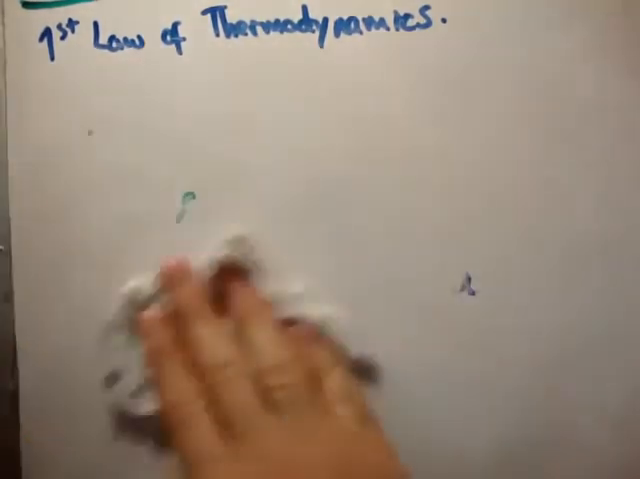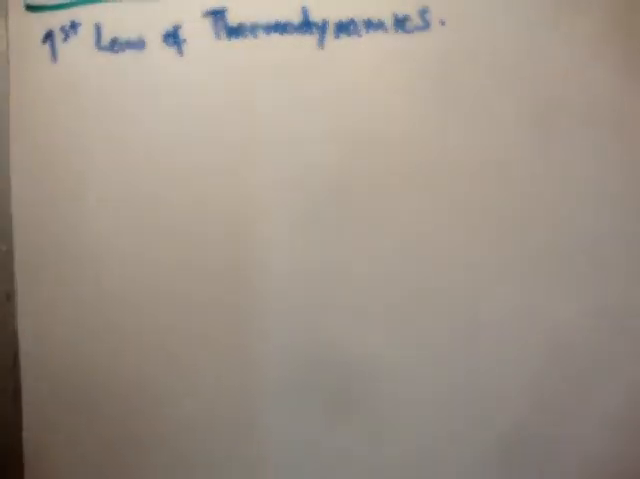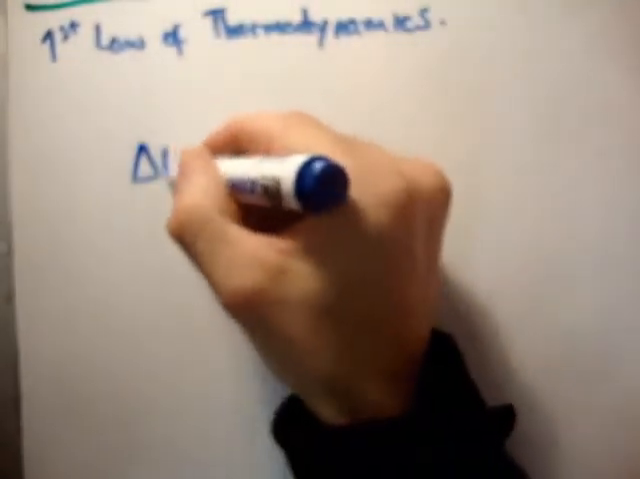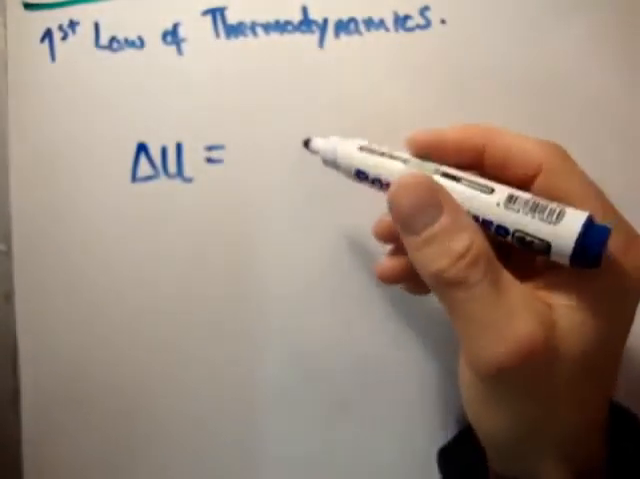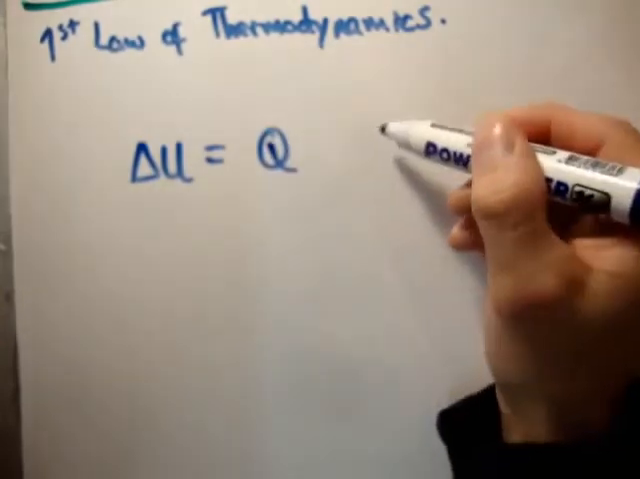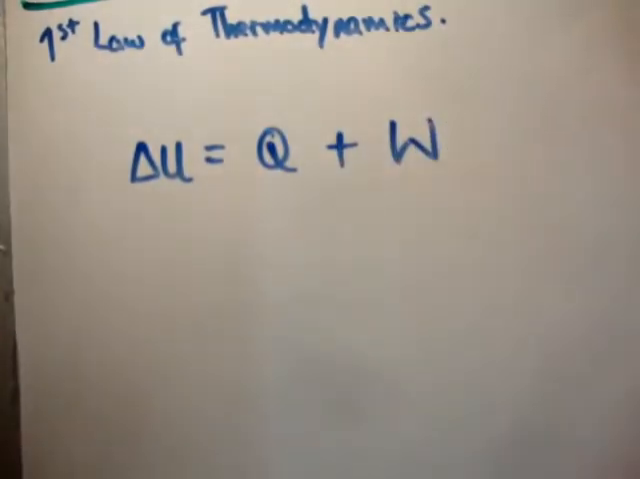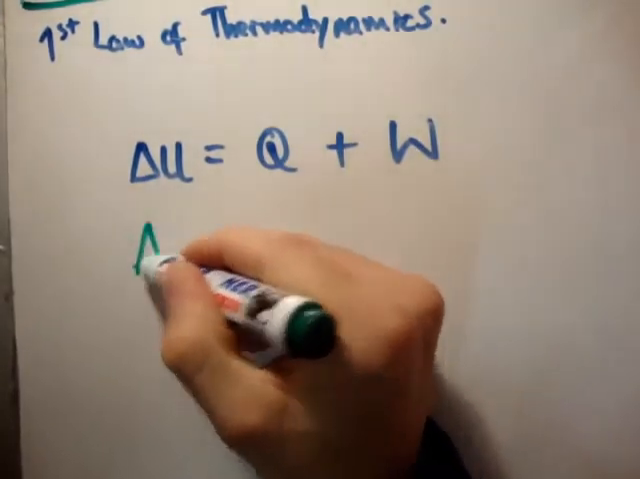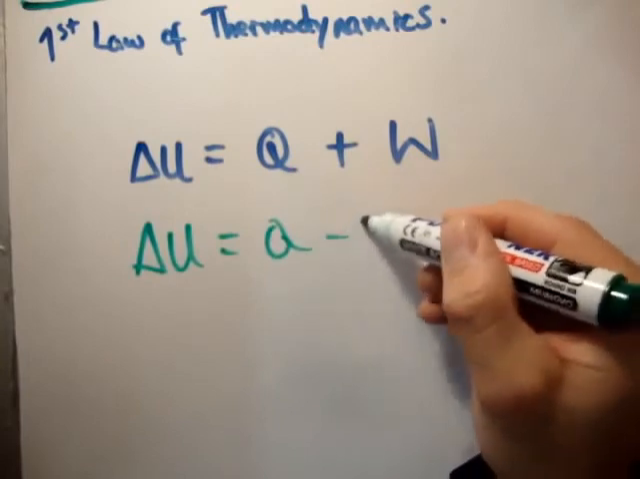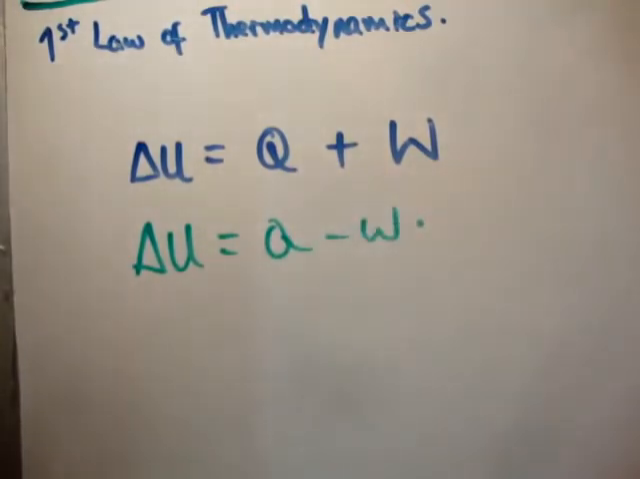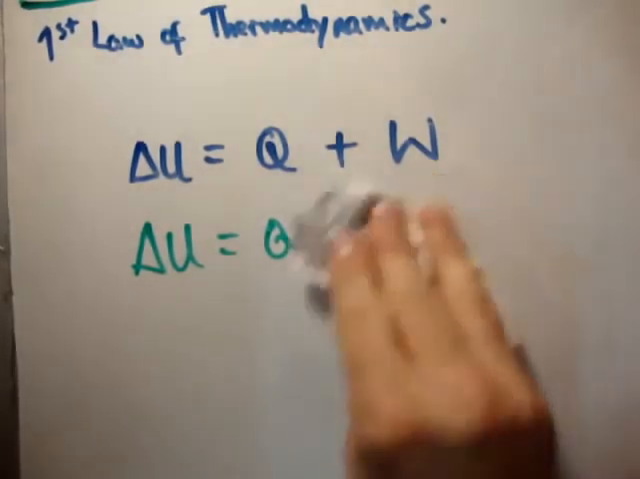What we can talk about is the change in internal energy and work and heat. So I'm going to define the change of internal energy as equal to the heat put into the system plus the work done on the system. Now, you might see this law written as delta U is equal to Q minus W also. Neither is wrong. The difference is how one defines what is positive work and what is negative work.